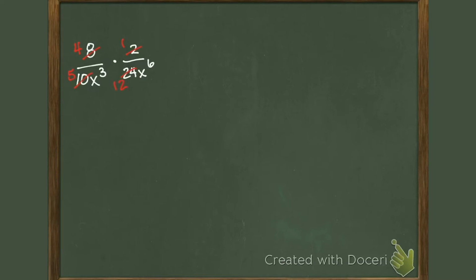Now I'm going to rewrite stuff. I only have 4 on top, and then my denominator is 5, and then x cubed, and then 12, and then x to the 6th. I did that because it's easier if I simplify stuff down as quickly as possible before I start multiplying. That way I keep my numbers small, so I don't have to worry about or think about the really, really big numbers.